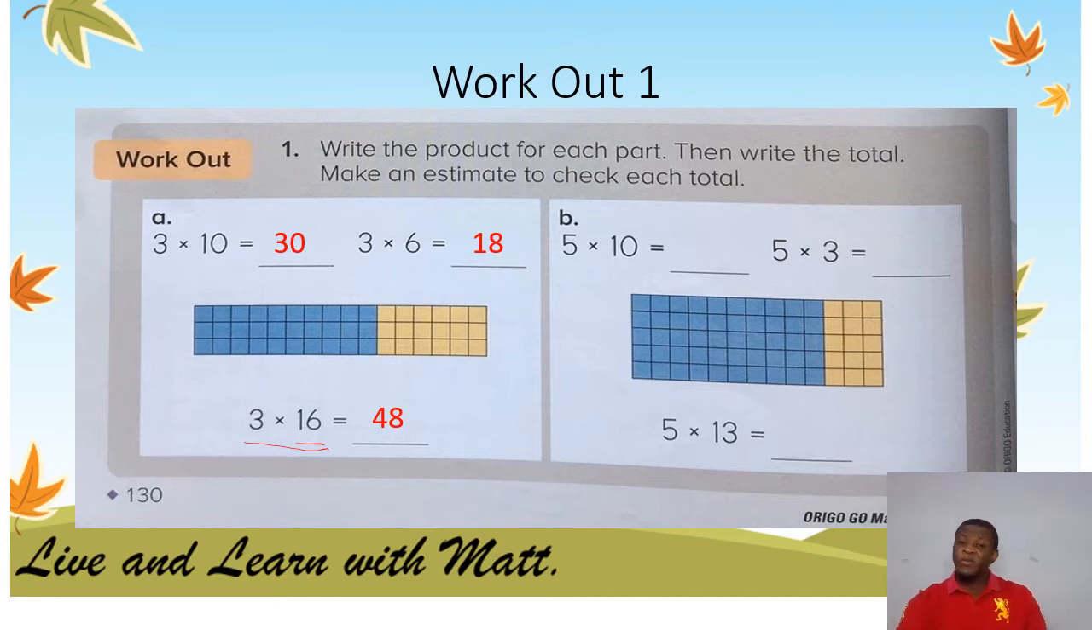Now 5 times 13. We can split the 13 into 10 and 3. So 5 times 10 will be 50. 5 times 3 is 15. Altogether will be 65. You can pause the video and write it down, then continue watching the video. Now let's go to workout number 2.